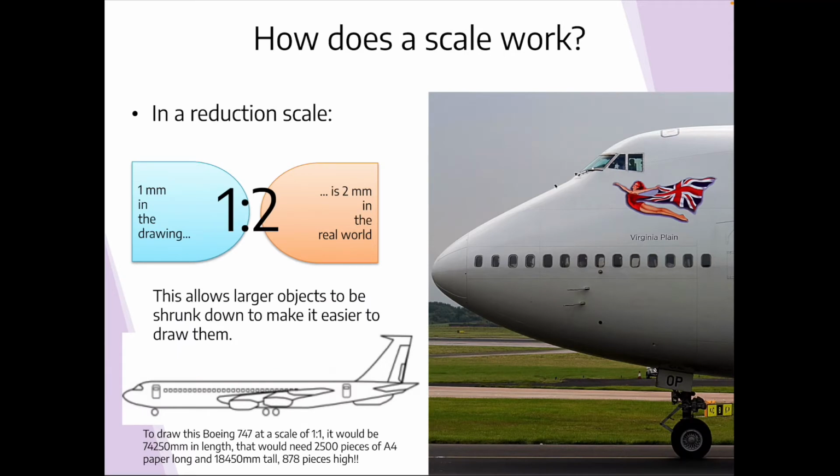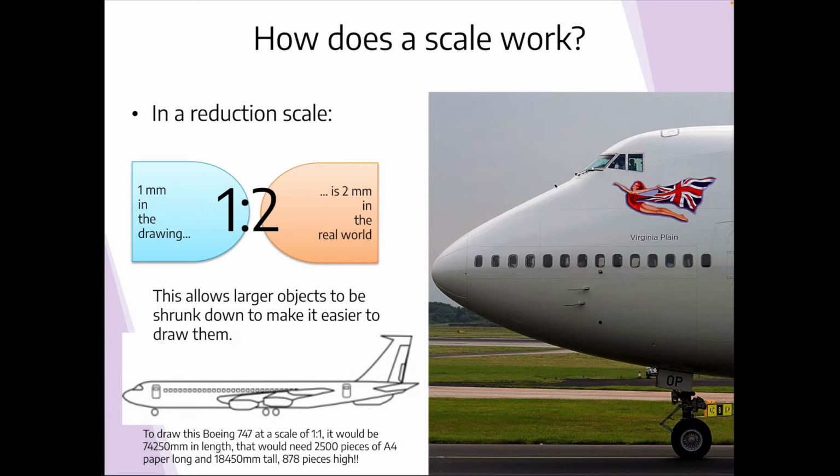Well, in a reduction scale, if we take 1 to 2 as an example, for every 1 millimeter in the drawing, it would represent 2 millimeters in the real world. So that allows larger objects to be shrunk down to make it easier for us to draw them. So if you imagine a jumbo jet plane, we can't draw that at full size on paper. It would take thousands and thousands of bits of paper in order for that to work out.